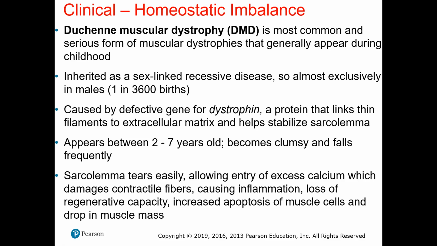You start seeing this early on in life, somewhere between 2 and 7, as the child is developing and learning to walk. It starts to regress in its movements because muscle cells are not controlled anymore like they should be. And eventually it will kill the affected individual, usually from respiratory failure, perhaps in early adulthood, frequently in adolescence.